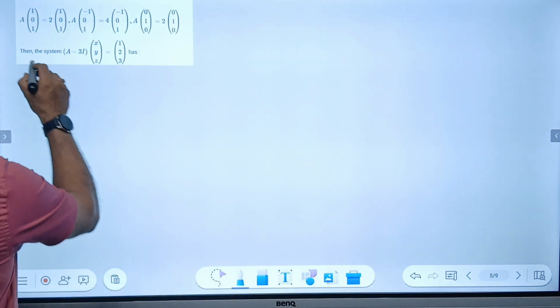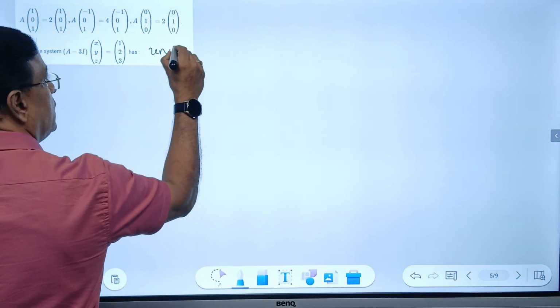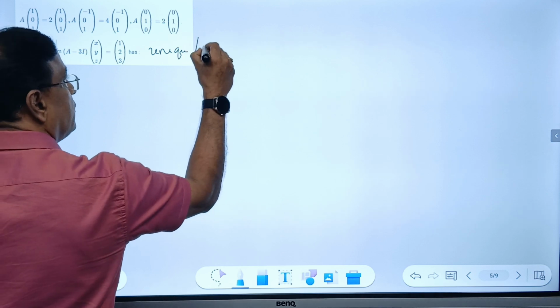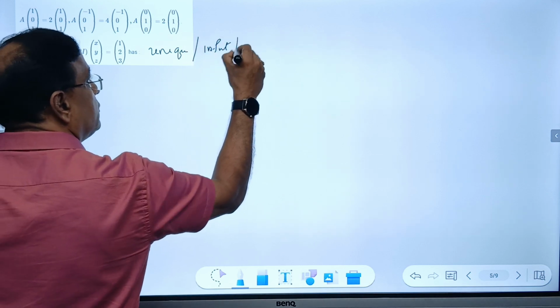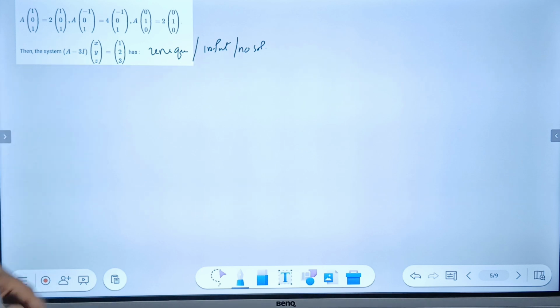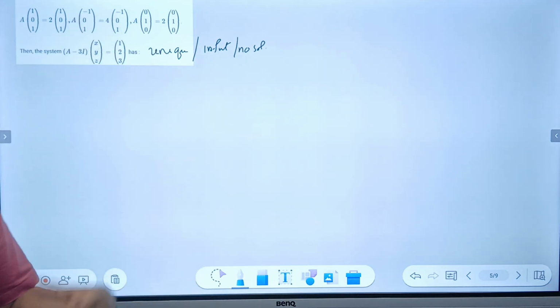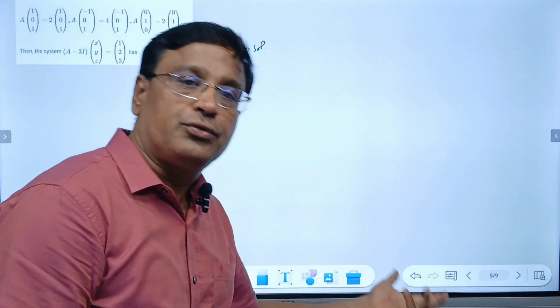The question here is, what type of solution does the system of equations have? Whether it has a unique solution, or infinite solutions, or no solution. This is what he is asking you to find. I didn't complete the question, so I want to know whether this system of equations has a unique solution, infinite solutions, or no solution.